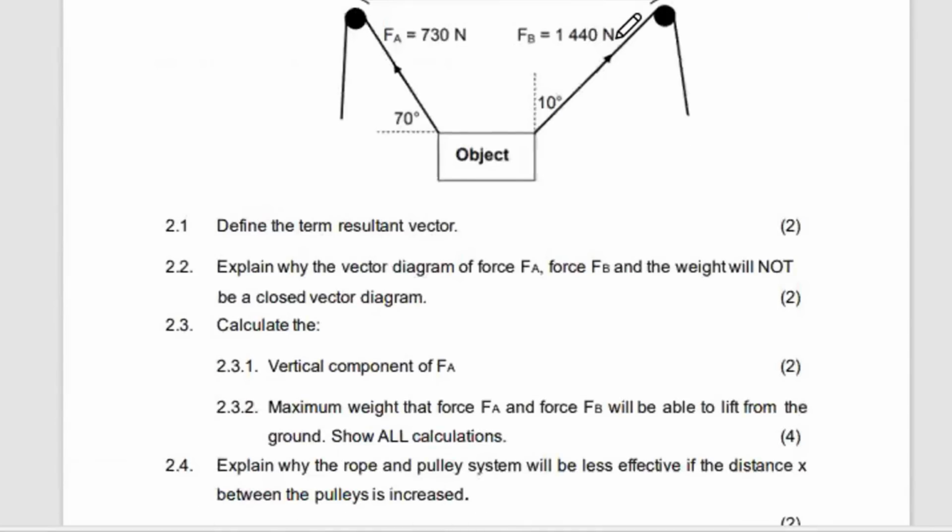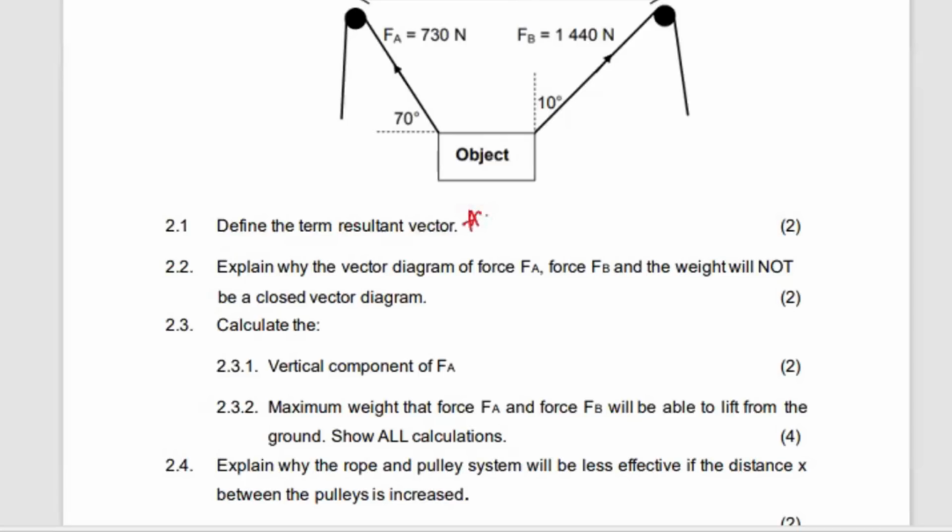Then question 2. They're telling us that a heavy object is lifted using 2 ropes and 2 pulleys, as shown in the diagram below. The 2 pulleys are a distance x apart, and then the force FA in the rope A is 730, and then the force B is that. Rope A makes 70 degrees with the horizontal, while B makes this with a vertical. Define the term resultant vector.